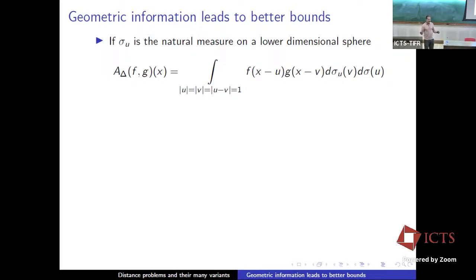an analogous spherical average, but on a lower dimensional sphere that depends on the U, which is basically this picture that I've been drawing with my hands: as soon as you've chosen U, then V has to lie on a lower dimensional sphere away from it, because it has to be at a unit distance from the origin, as well as being a unit distance from U. And so you can genuinely do this.